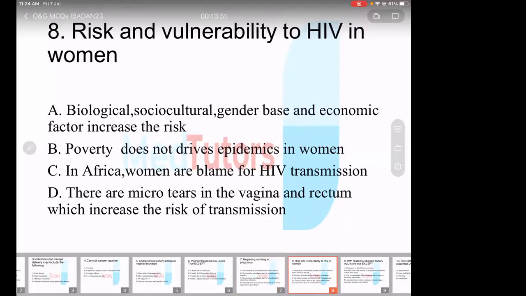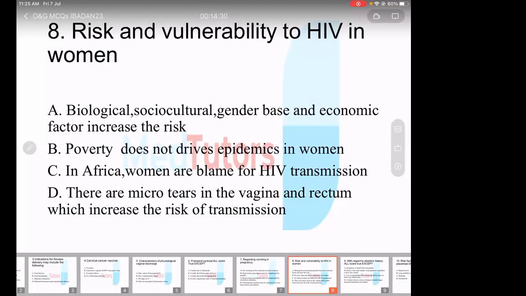Then question 8, risk and vulnerability to HIV in women. A says biological, sociocultural, gender-based, and economic factors increase the risk. B, poverty does not drive epidemics in women. C, in Africa, women are blamed for HIV transmission. D, there are micro tears in the vagina and rectum, which increases the risk of transmission.